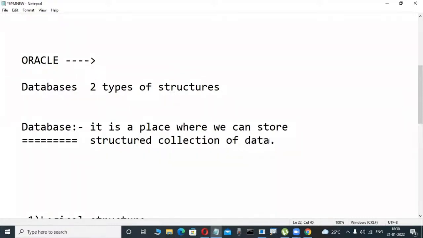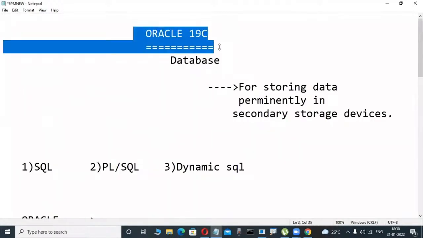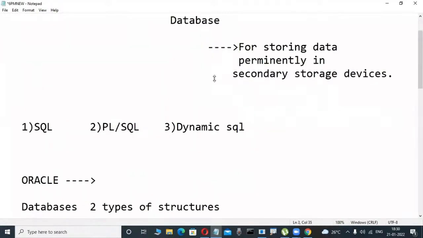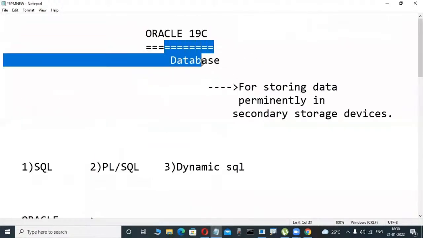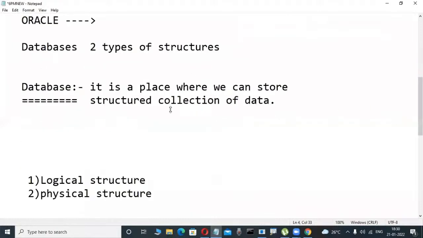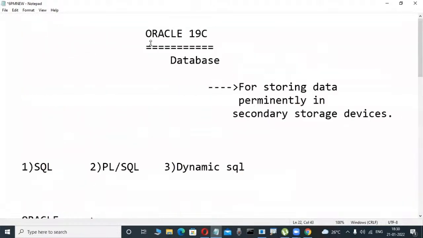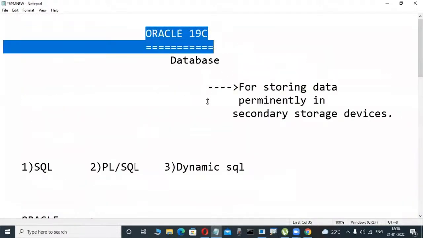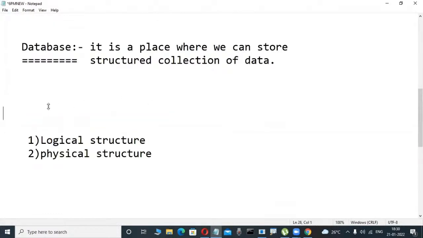Actually, whenever we are installing Oracle or any relational database software, what is the database? It is a place. Whenever we install this type of software, automatically some place is reserved in the hard disk. In that place we can store a structured collection of data. But whenever we install these softwares, two types of structures are there: logical structure and physical structure.